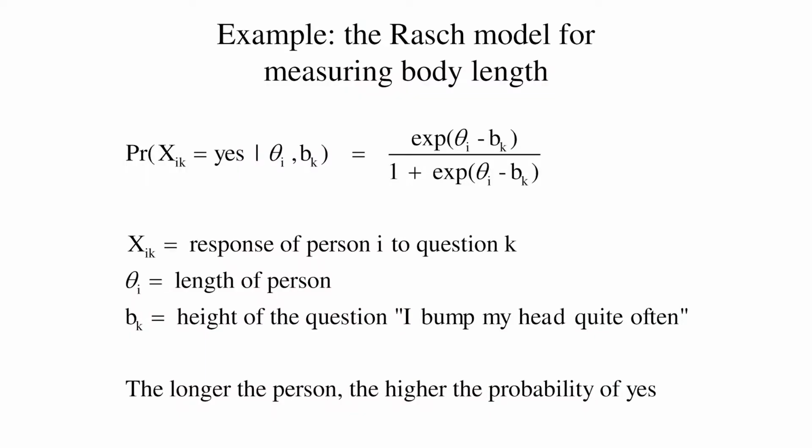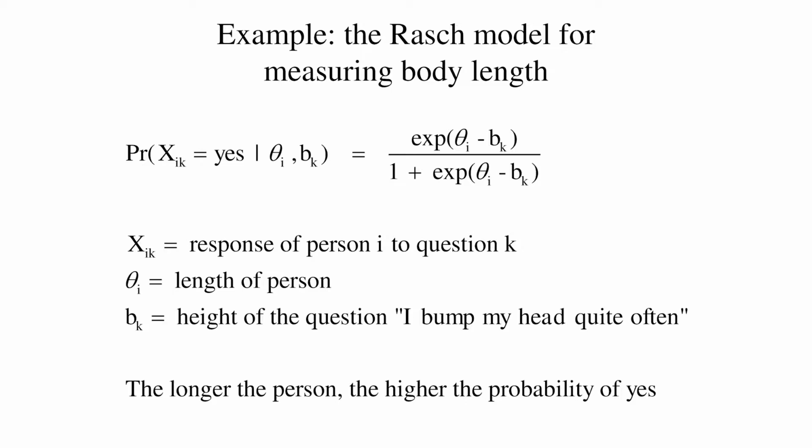And the simplest model that we have for that is the Rasch model. So this is the Rasch model for measuring body length. And it says that the probability of a yes response depends on two parameters, on a theta, which is your length, and on a beta, which is the difficulty of the item. So you could say it's the extent to which you dominate the item, to which you can say yes to the item, depending on your length. So we have responses, we have the length, and we have, you could say, the height of the question.